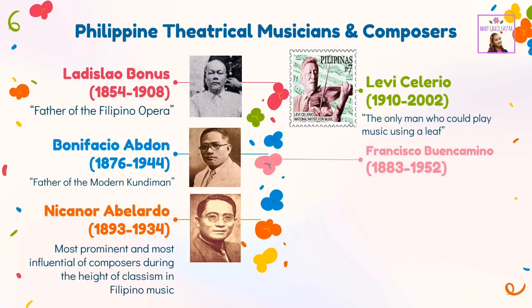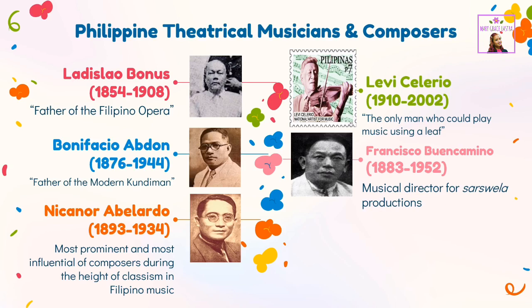Francisco Buencamino, 1883 to 1952, founded the Buencamino Music Academy in 1930, and had Nicanor Abelardo as one of his students. He also became a musical director for Zarzuela Productions, and composer of music for films produced by Sampaguita Pictures, LVN, and Excelsior.